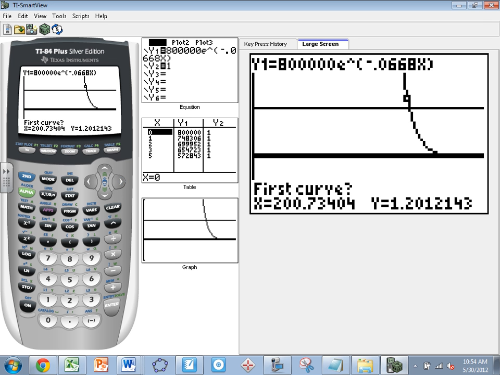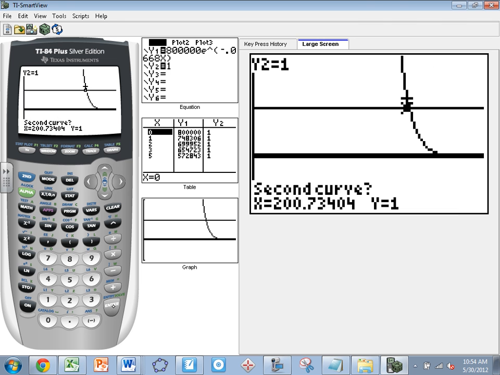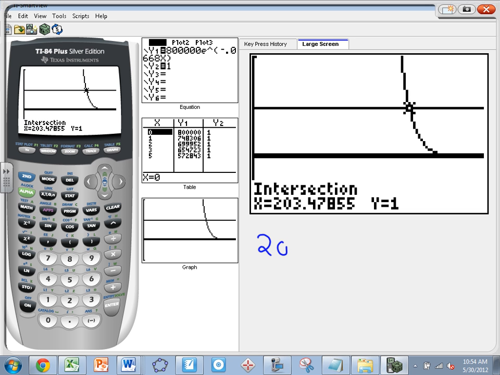And I don't know the exact value, so I press enter, enter, enter. It'll give me the exact value. So when are you the only person left? After around 203.5 days. So everybody else will do.